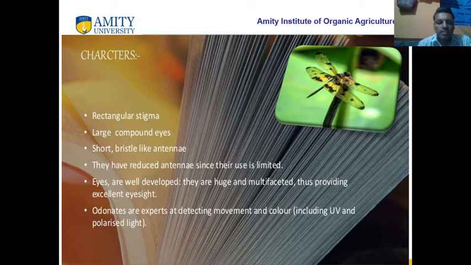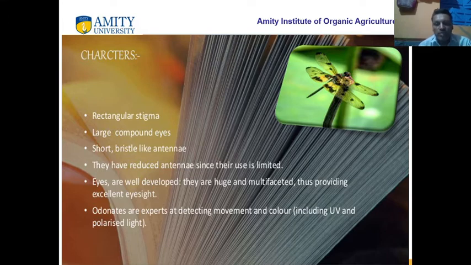What are the characteristics of Odonata or Odonates? Their stigma is rectangular, with large compound eyes and short bristle-like antennae. They have reduced antennae because their use is limited. The use of antennae in dragonflies is very limited. Eyes are compound, as well as ocelli are also present. So they have well developed eyes.